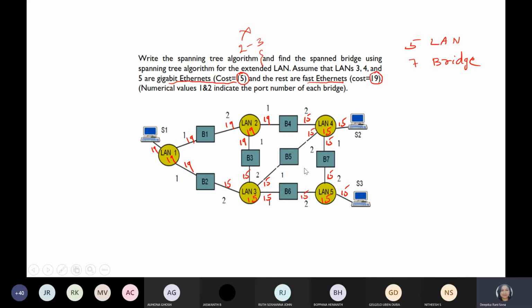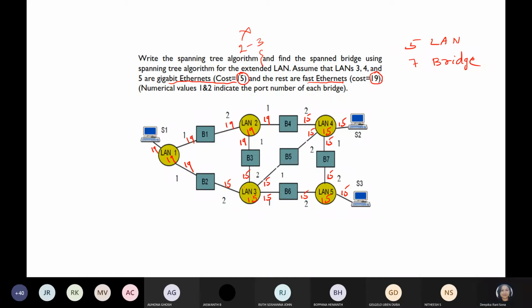Okay, let's have a look. Is it done or has any other link been left unmarked? So we have marked the linking cost. Linking cost means you have to mark the LAN which is connected to the respective bridges. All should carry that linking cost.